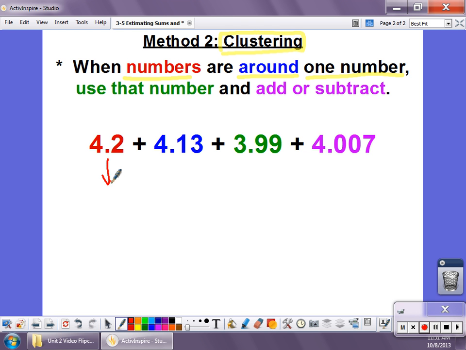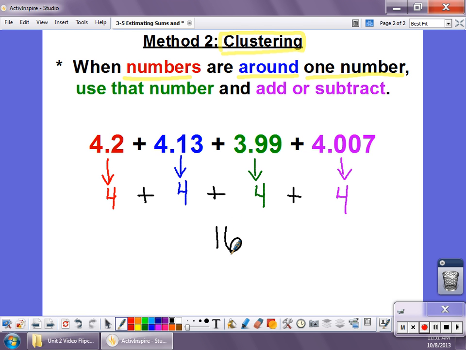So what I'm going to do in clustering is take each of these numbers, 4 and 2/10, 4 and 13/100, 3 and 99/100, and 4 and 7/1000, and I'm going to say all of these numbers are about 4. So what you do when you use clustering is you cluster all these numbers around 4, and then you use adding to figure out what your sum would be. And in this case, my estimate is going to be about 16.